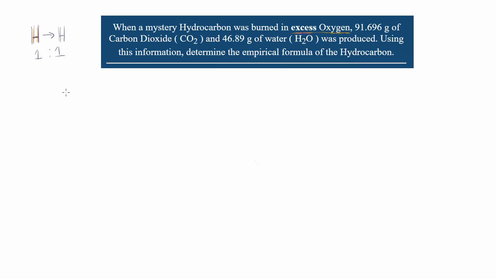And for carbon, similarly, the moles of carbon in the hydrocarbon, when it turns into carbon in the form of the carbon dioxide, the moles of carbon is in a 1-to-1 ratio. And this is effectively what the excess oxygen part tells us, because the implication of excess oxygen is that complete combustion took place, okay? Complete combustion.